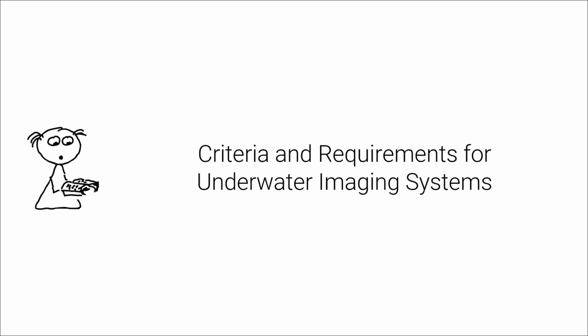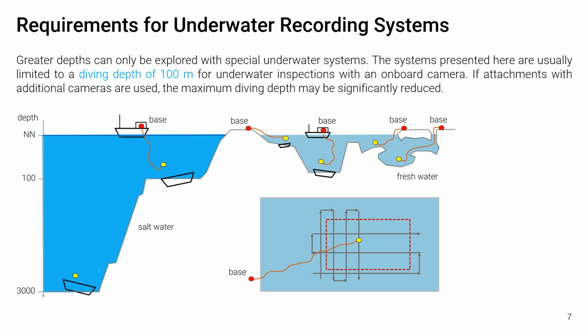For the use of mini-subs for exploration or underwater documentation in the archaeological field, we should first formulate some criteria and requirements. On the left, we see the application in salt water. Greater depths can only be explored with special underwater systems. The systems presented here are usually limited to a diving depth of 100 meters for underwater inspections with an onboard camera. If attachments with additional cameras are used, the maximum diving depth may be significantly reduced.